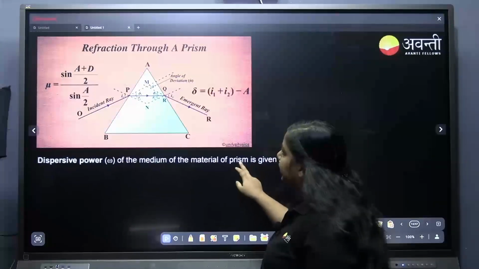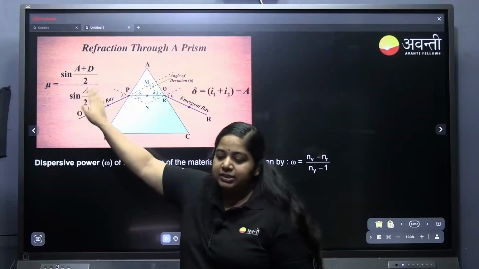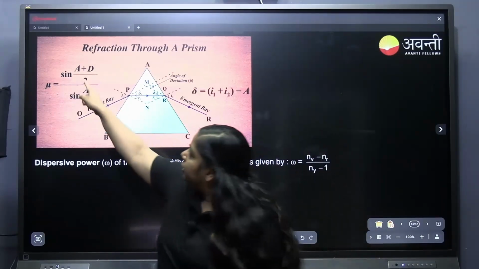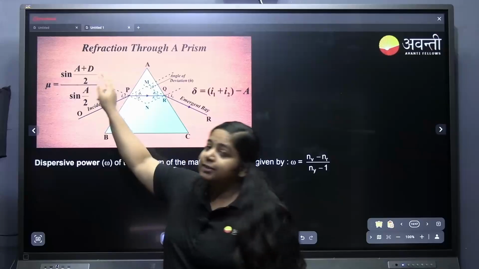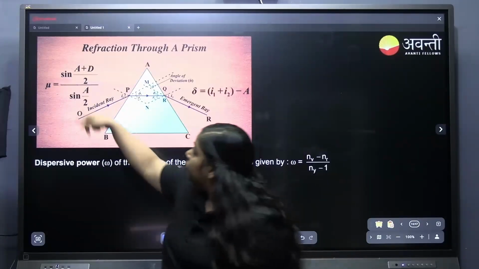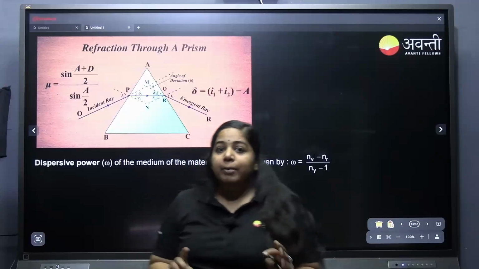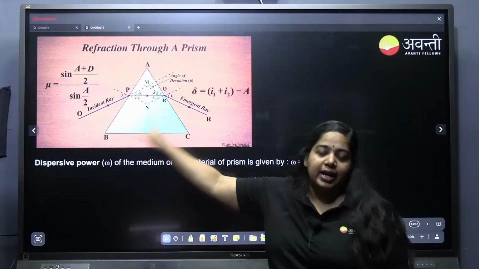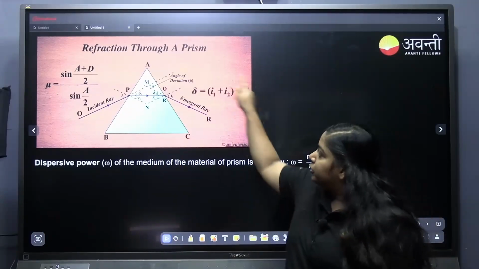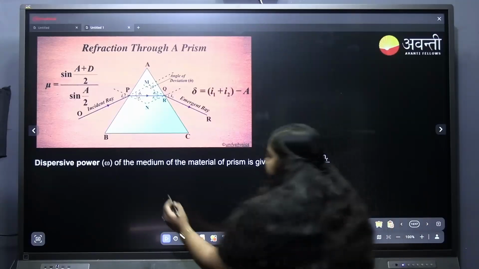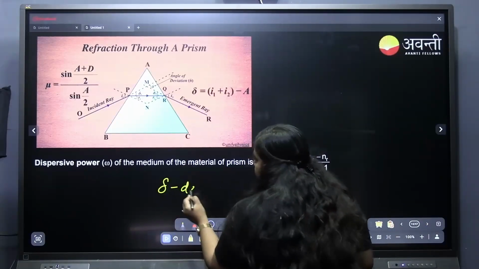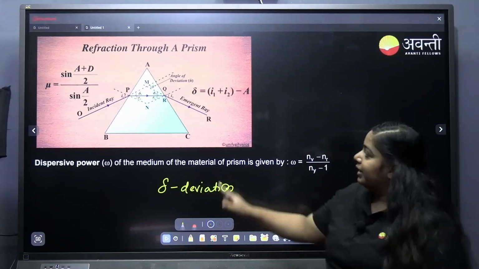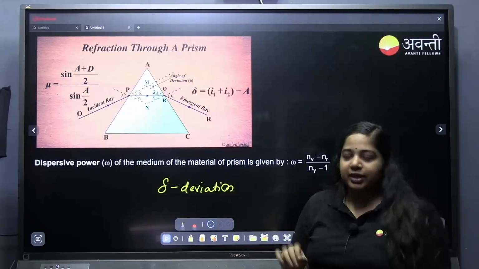As you can see here, there are mainly two formulas. The first formula is the refractive index of the material. If you want to find that, you need the angle of prism A, and D is the angle of minimum deviation. If you know these two values, you can find mu. But maybe you won't be getting problems with that one. Rather than that, you will need to use this formula. Delta is deviation, not minimum deviation. Delta is, at any angle, what will be the deviation.